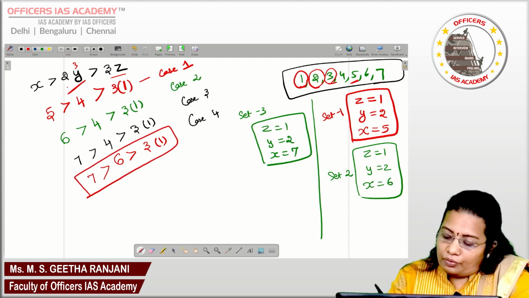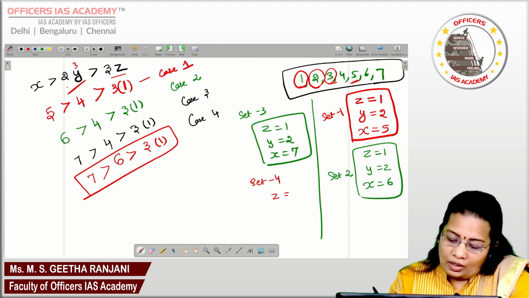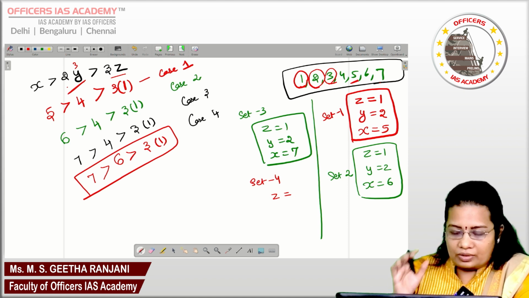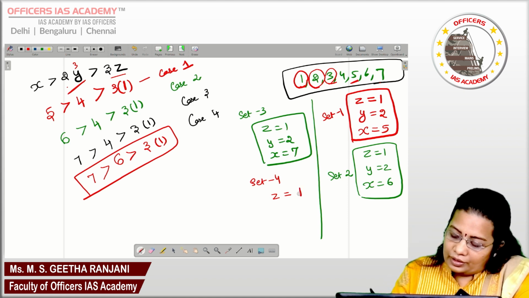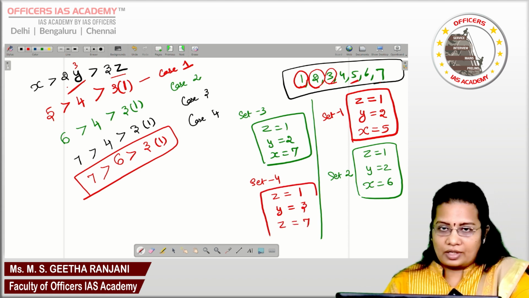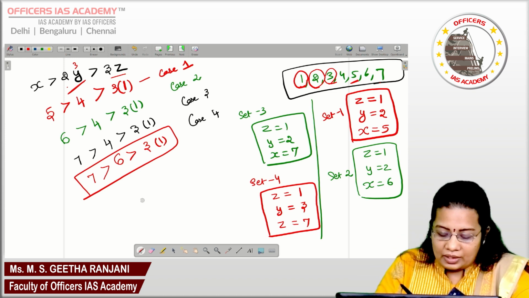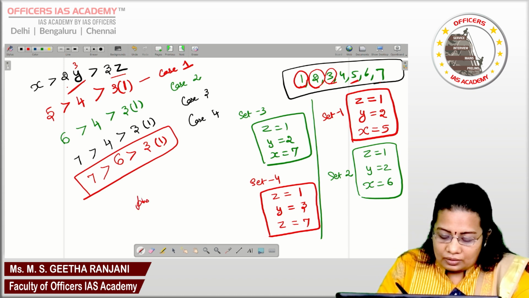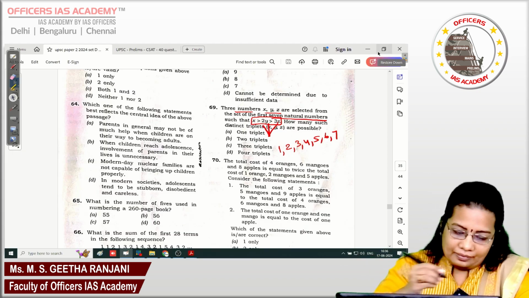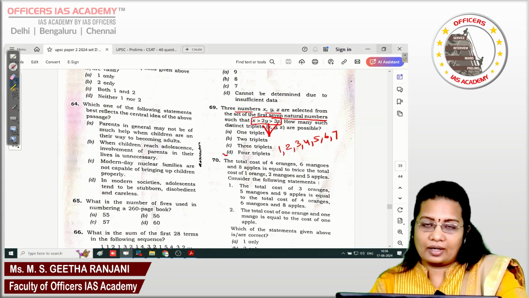So set number 4, z is 1. 3 ones are 3. Z is actually 1. Y is equal to 3, and x is equal to 7. So these are all the exact sets. So 4 such triplets can be formed. So the answer is 4, which is given in your option D. So question number 69, the answer is D.